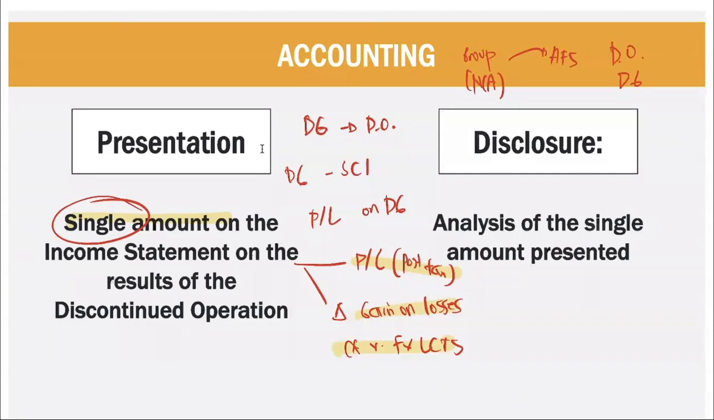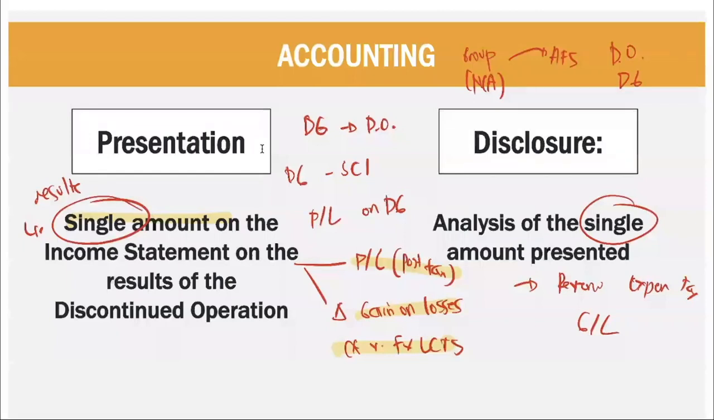And how do you disclose it? You disclose it as part of your analysis on that single amount presented. So you disclose the items on that single amount. So in your profit or loss, of course, you disclose the revenue, the expense, the tax, and the amount of your gain or loss, etc. Okay? So presentation, whatever is the result of the disposal group is presented as a single amount. So the profit or loss at post-tax, and the gain or loss as the changes on your carrying amount and fair value less cost to sell is presented again in that single amount.